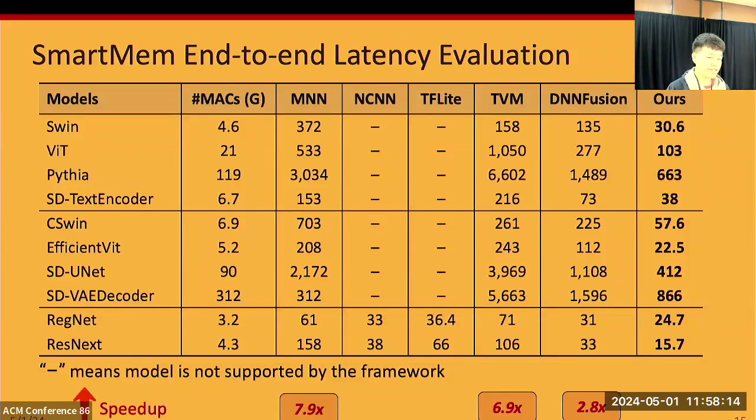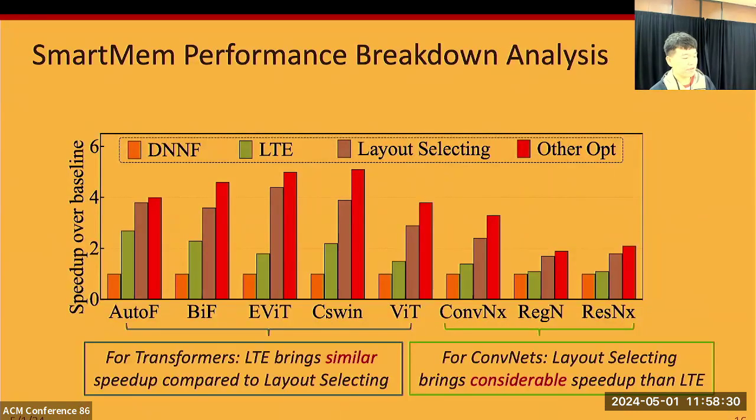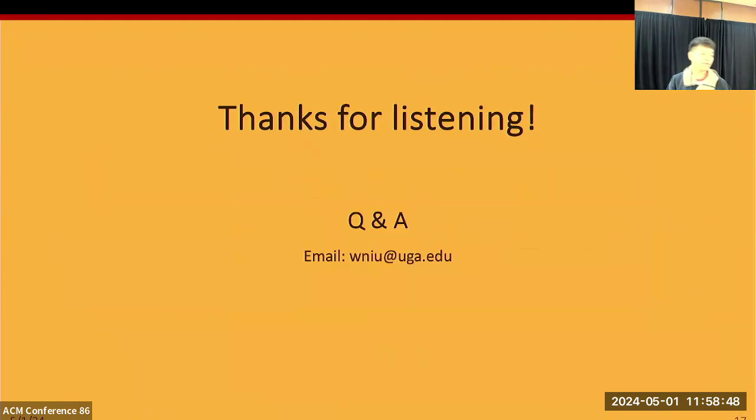And this one is a comparison with other frameworks in terms of latency. The unit is milliseconds. As you can see, we can achieve up to 7.9 times speedup compared to other frameworks. And also for the transformer, the layout transformation elimination brings similar speedup compared to other layout selection. And for convolution, the layout selection brings considerably more speedup than the layout transformation elimination, because the transformer has more reshape and transpose. So thank you for listening, and I'm happy to take any questions.